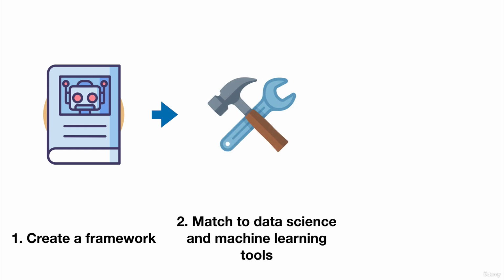Number two, we're going to match that framework, once we've gone through it, to available data science and machine learning tools. This means that people have already had problems similar to what we're going to try and solve in the past, and so they've created tools for those problems. So we're going to learn what tools are used for what machine learning projects.